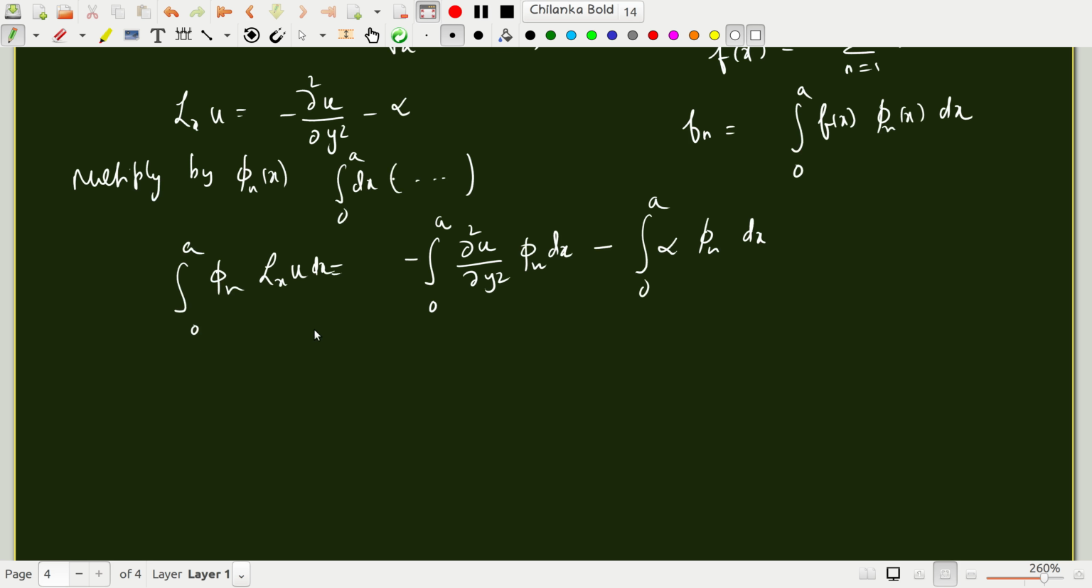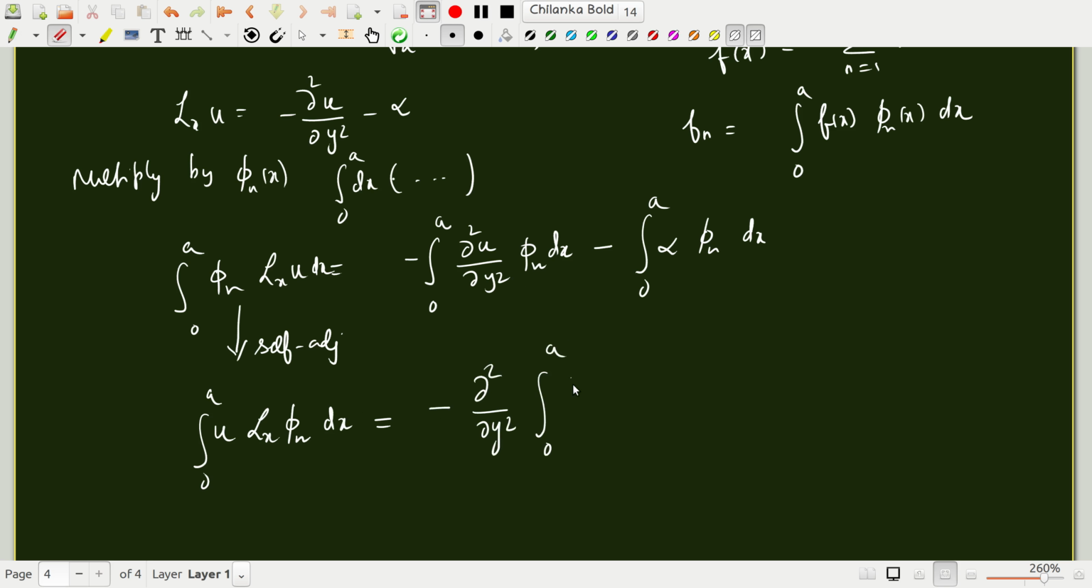Alright, now this is a self-adjoint operator, so the integral of phi n Lu is nothing but the integral 0 to a of u Lx phi n dx. That's on the left side. On the right side, I can pull out partial squared by partial y squared, because the integral is only with respect to x, which becomes u of x y phi n dx, and alpha can also be pulled out.